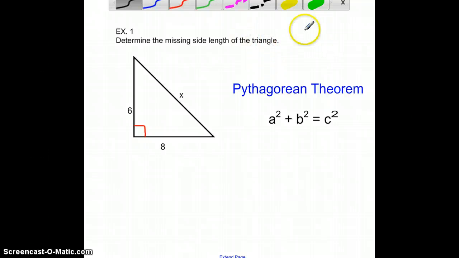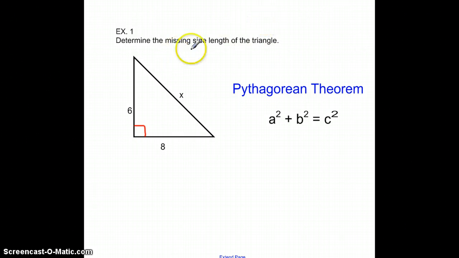Okay, so let's take a look at an example. Here's example 1. It says determine the missing side length of the triangle. Again, here's our formula for the Pythagorean theorem, and let's just set it up. It doesn't matter which one of these we use for A and B, but this x has to be our c because it's opposite from the right angle.